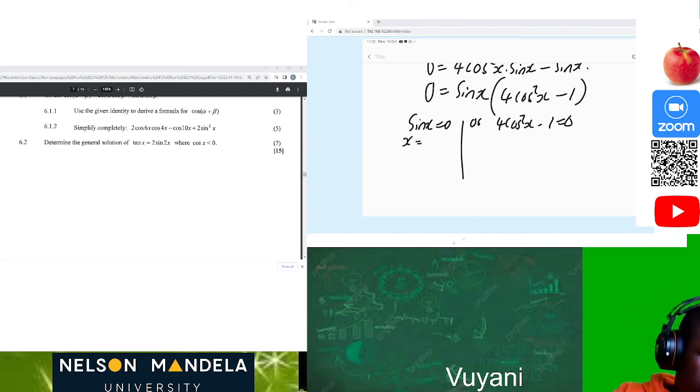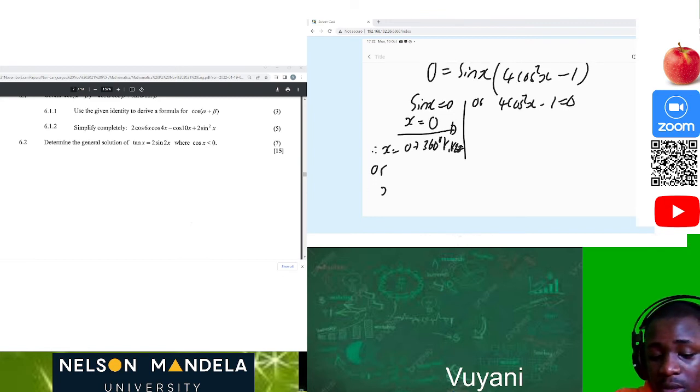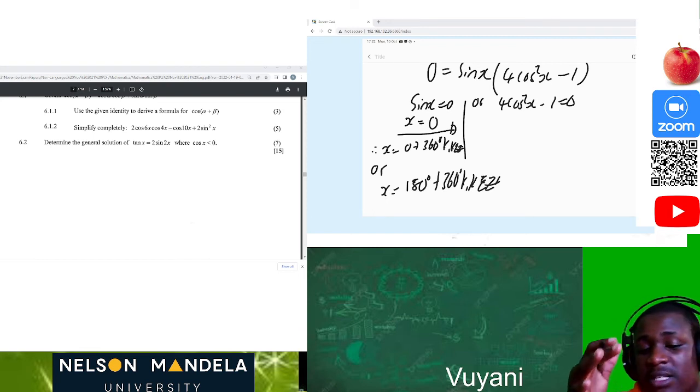Sine of 0 is going to give us 0, so we have x is equal to 0. The first general solution is x is equal to 0 plus 360 degrees of k, where k is an element of integers, or x is equal to 180 degrees minus the calculated angle, which is 0, plus 360 degrees of k, where k is an element of integers. So this is the general solution for sine x is equal to 0.